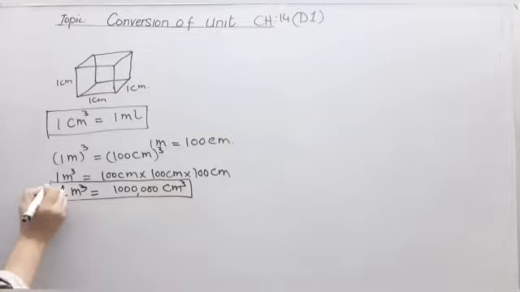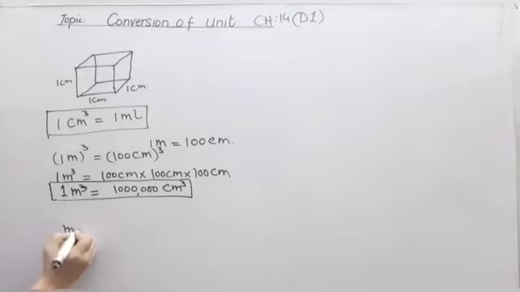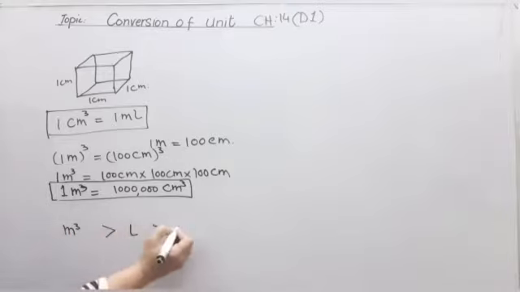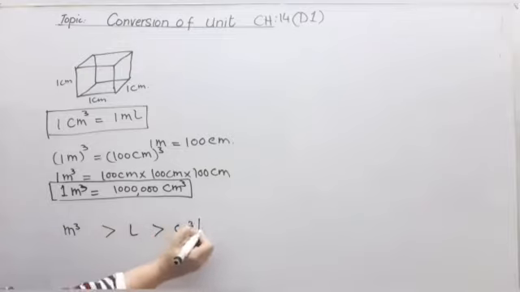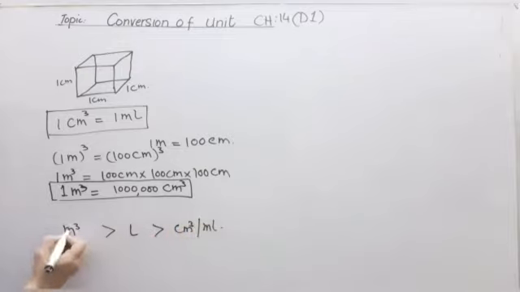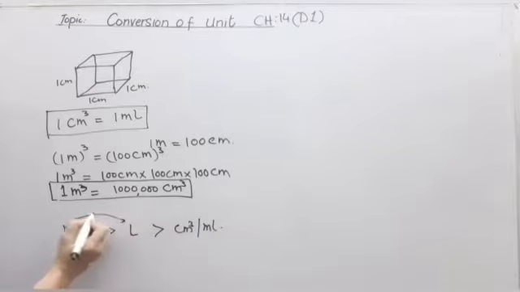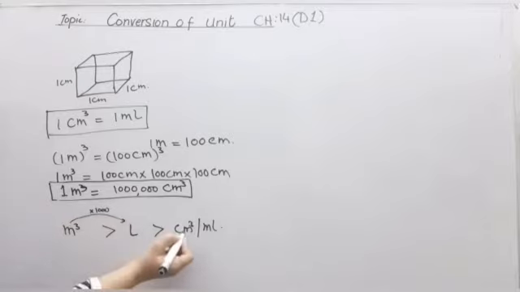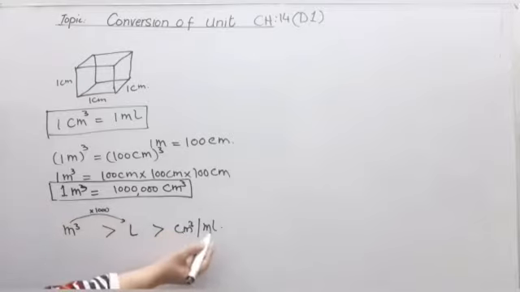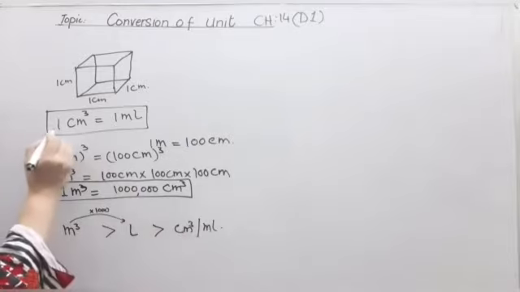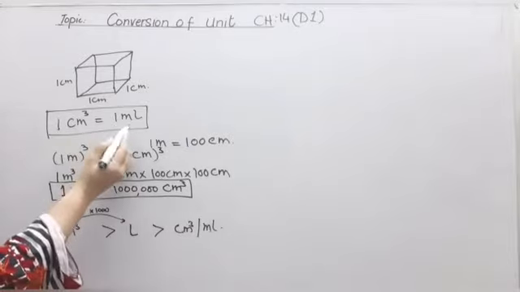So this one is your main thing, the 2 things which you need in your questions. Number 1, if I write here cubic meter is greater than liter is greater than cubic centimeter and milliliter. Remember this: if I want to change cubic meter into liter, then I just multiply it with 1000. And for liter into cubic centimeter, I write the cubic centimeter and milliliter in the same place, because 1 cubic centimeter is equal to 1 milliliter.